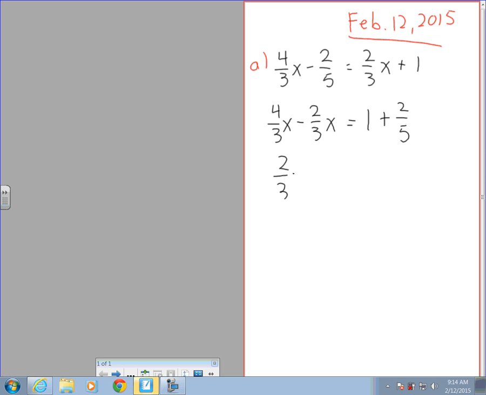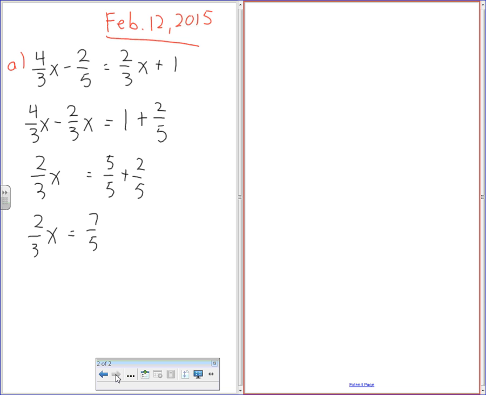So 4/3 minus 2/3 is 2/3. So I get 2/3 x equals 7/5. Again, there's a million different ways to do this. If you did it a different way than this, that's fine. It's not incorrect. We're all good.